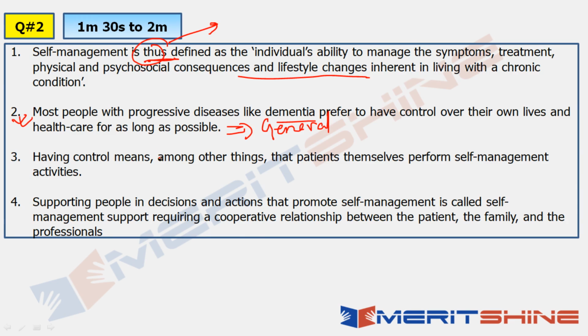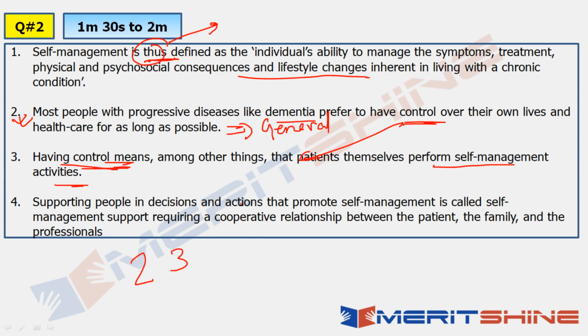So, let's move on to 3. Having control means, among other things, that patients themselves perform self-management activities. So, this 'having control means' is defining what having control is. Having control has been introduced, and 3 is following it up by defining what having control means. So, this is sure that 3 would follow 2, so 2 3 is a mandatory pair, right? Whether 2 would be the first sentence or not, we'll see, but 2 3 is a mandatory pair, that's for sure. We'll read the fourth one.